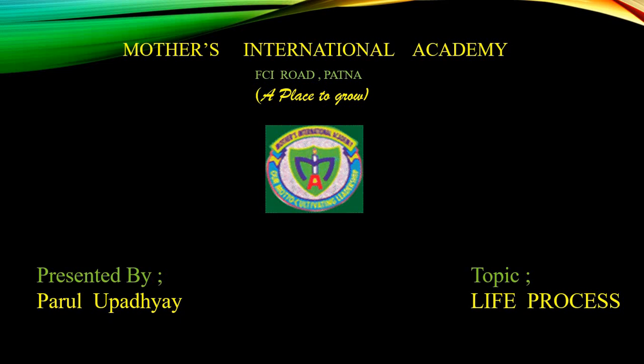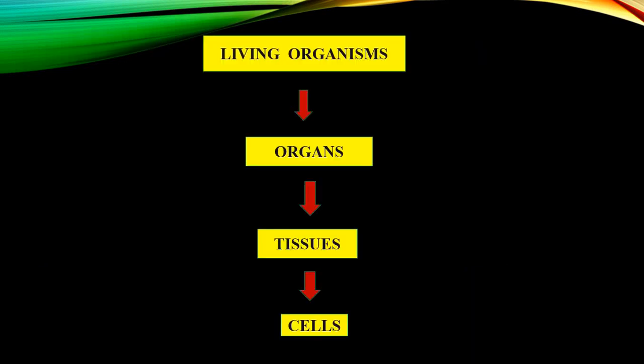In this lesson, we'll learn about the basics of life process. We all know that living organisms are made up of many organs like lungs, heart, liver, kidney, etc. All these organs are made up of diverse kinds of tissue to perform their functions. These tissues, in turn, are made up of many kinds of cells.